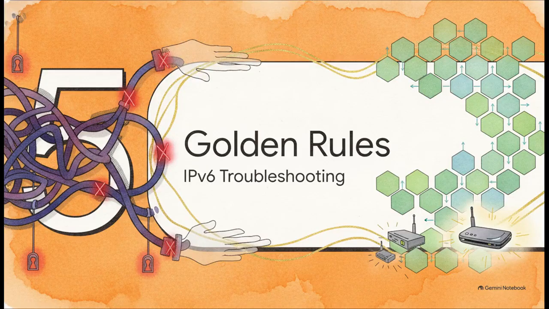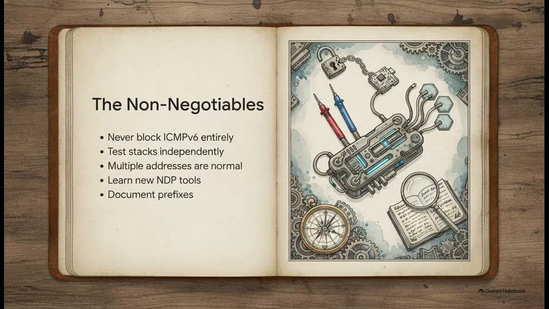Okay, final stretch, Section 5, Golden Rules for IPv6 Troubleshooting. If you take absolutely nothing else away from this explainer today, make sure you write these rules down. Number 1, never ever block ICMPv6 entirely. It will literally break your network. Number 2, when a user reports a problem, always test your IPv4 and IPv6 stacks completely independently. Use commands like curl -6 and curl -4. Number 3, train your brain to expect multiple IP addresses on a single interface. It's totally normal now.